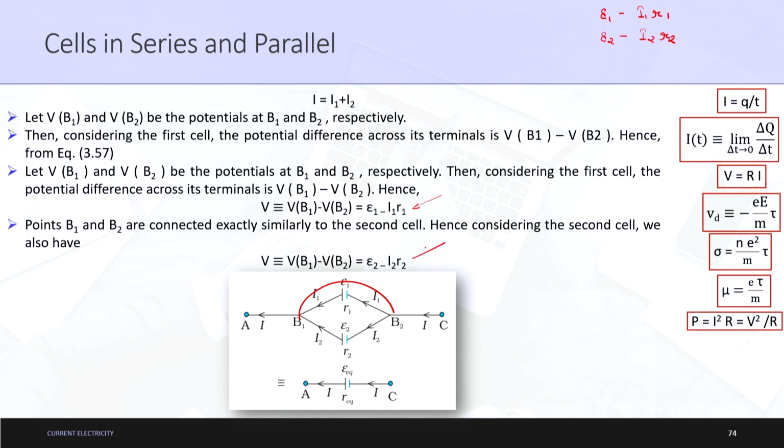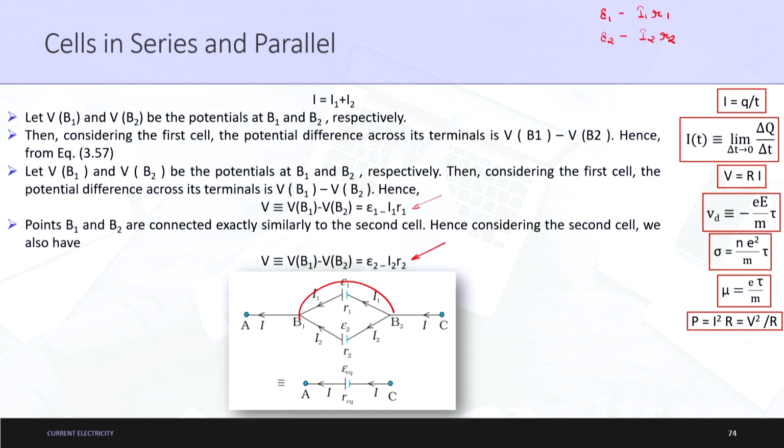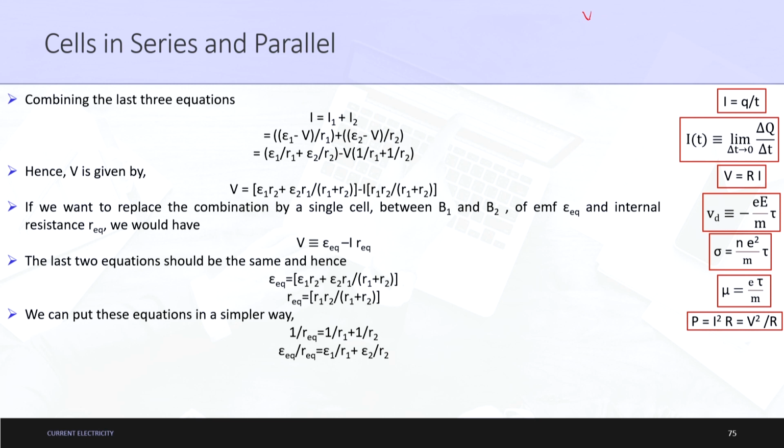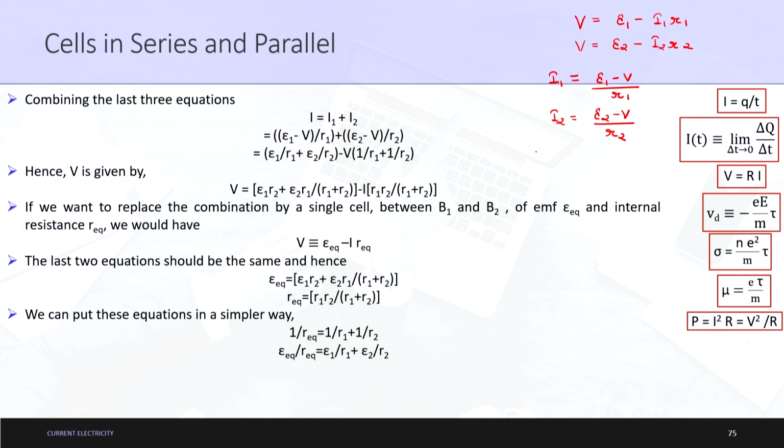Now, let us move on after this. So, combine the last three equations. First of all we had I is equal to I1 plus I2. Now, we know that the potential difference V is same across both. So, V is equal to epsilon 1 minus I1 R1, and capital V is also equal to epsilon 2 minus I2 R2. Therefore, from the above equations we can get I1 is equal to epsilon 1 minus V upon R1, and I2 is equal to epsilon 2 minus V by R2. Using I1 plus I2 in the equation, what we can get is I is equal to epsilon 1 minus V by R1 plus epsilon 2 minus V by R2.